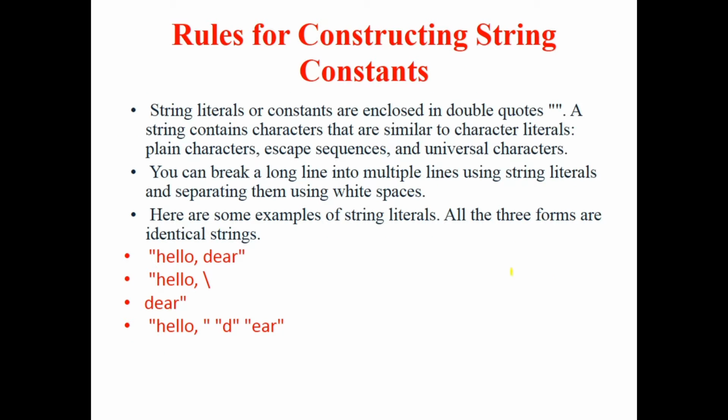Rules for constructing a string constant: a string is generally a sequence of characters followed one after another, or in simple words, statements or words can be written as a string in the C language. To write that, we write an opening double quote, whatever you want to write, and a closing double quote. That will be considered a string.